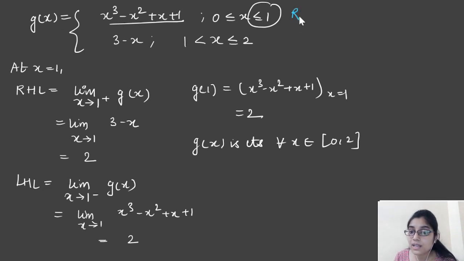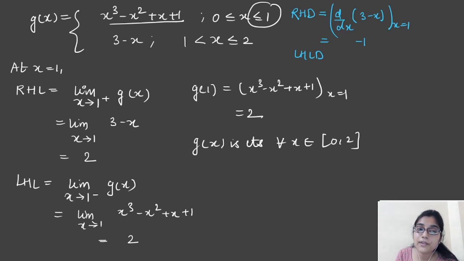For the differentiability portion, we will find the right hand derivative. The right hand derivative is going to be d by dx of 3 minus x at x equal to 1. So what will it be? It will be minus 1. And then we will find the left hand derivative.